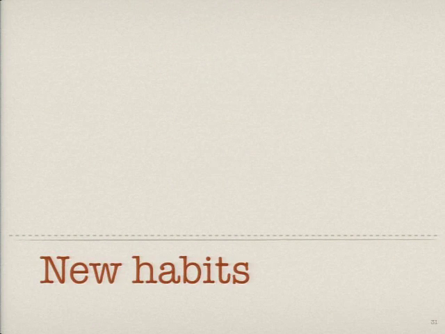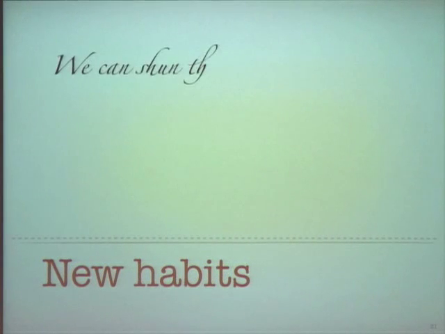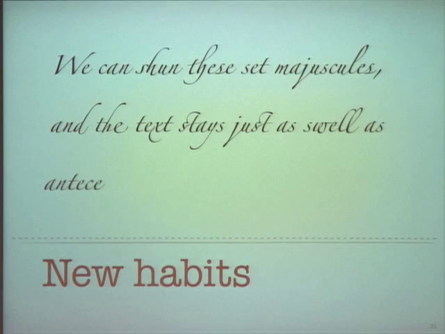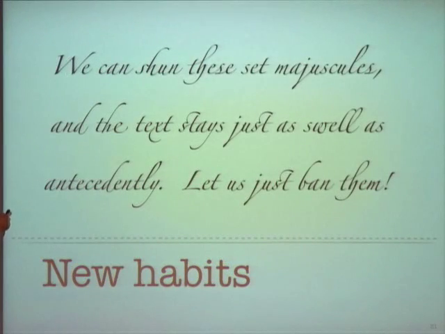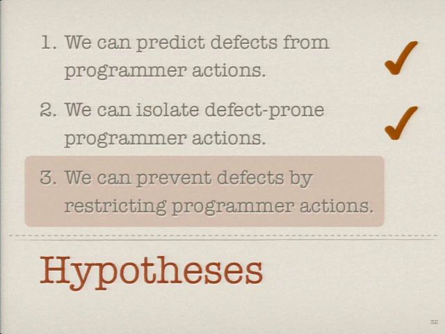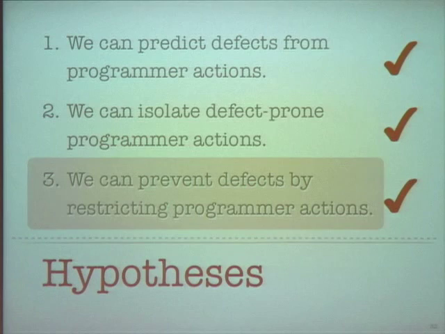And these keyboards actually stuck very nicely with our test persons. What we found is that they also use these keyboards in real life for their daily communication. And this is what one of them wrote us on his keyboard: We can shun these set majuscules and the text stays just as well, incidentally. Let us just ban them. You'll see there's no IROP anywhere in this text anymore, and this has become a true habit of developers. So this is for our third hypothesis: we can prevent defects by restricting programmer actions. And this is true just as well.